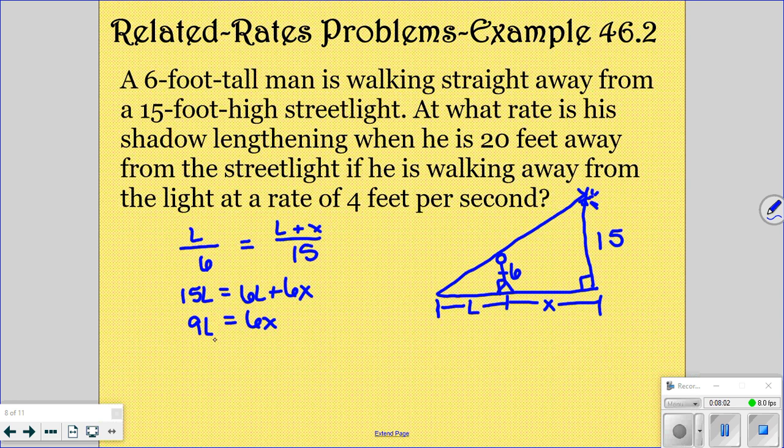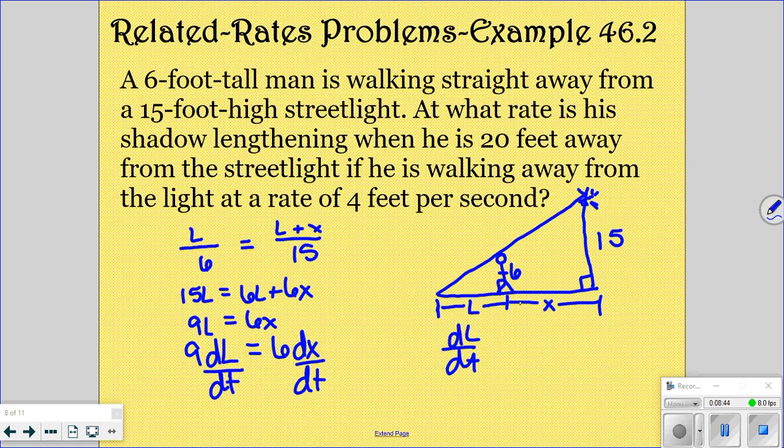So we're going to need to take the differential here. The derivative of 9L is 9, and then the differential is dL. And on the other side, the derivative of 6x would be 6, with respect to x. Then we're going to divide by dt on both sides, because we're with respect to time. It says, at what rate is his shadow lengthening? So his shadow is dL over dt, the rate that his shadow is lengthening.